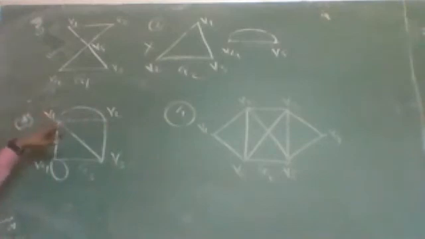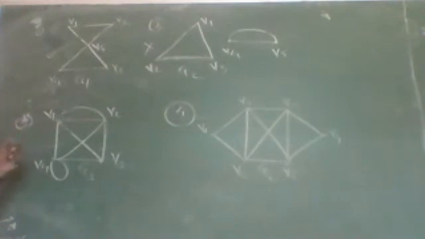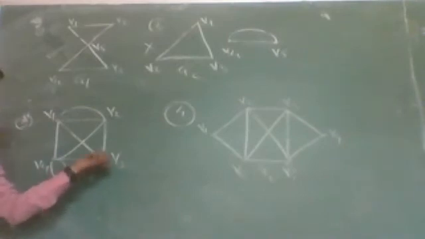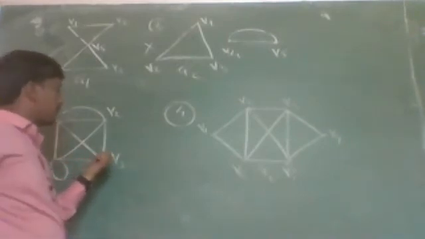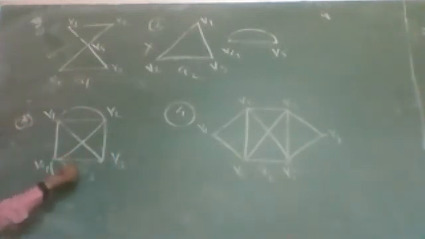Now we have to check whether every vertex of graph G3 is of even degree or not. Vertices V1 and V2 are of even degree. The degree of vertex V4 is 5 and the degree of vertex V3 is 3. So here there is a vertex V3 which is of odd degree. So by the definition of Eulerian graph, graph G3 is not a Eulerian graph.